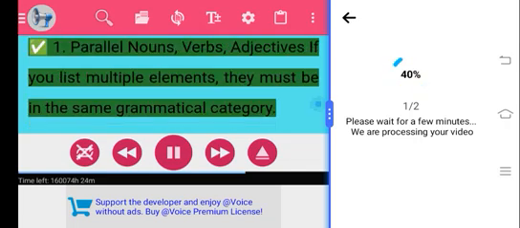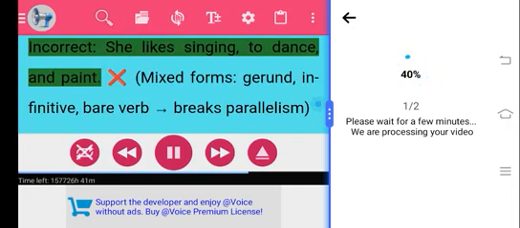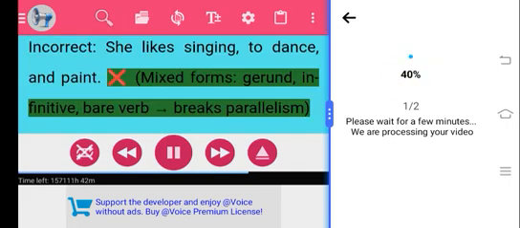1. Parallel nouns, verbs, adjectives. If you list multiple elements, they must be in the same grammatical category. Correct: She likes singing, dancing, and painting. Three gerunds, parallel. Incorrect: She likes singing, to dance, and paint. Mixed forms, gerund, infinitive, verb, breaks parallelism.